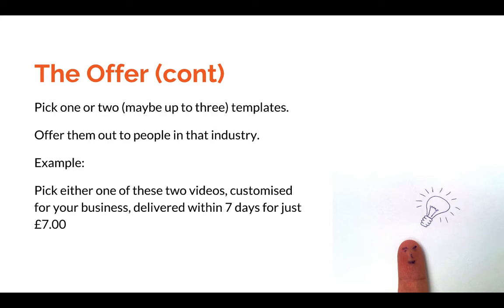I'm not giving them a massive bunch of options to choose from. I'm just picking 1 or 2, and then I'm offering them out to people in that industry. So I would say pick either one of these 2 videos, customized for your business with the logo, delivered within 7 days for just £7, for example. I might also say it's just limited to 10, for example, 10 people this month, and that's it. Now the next month I'm going to focus on a different business or a different industry.